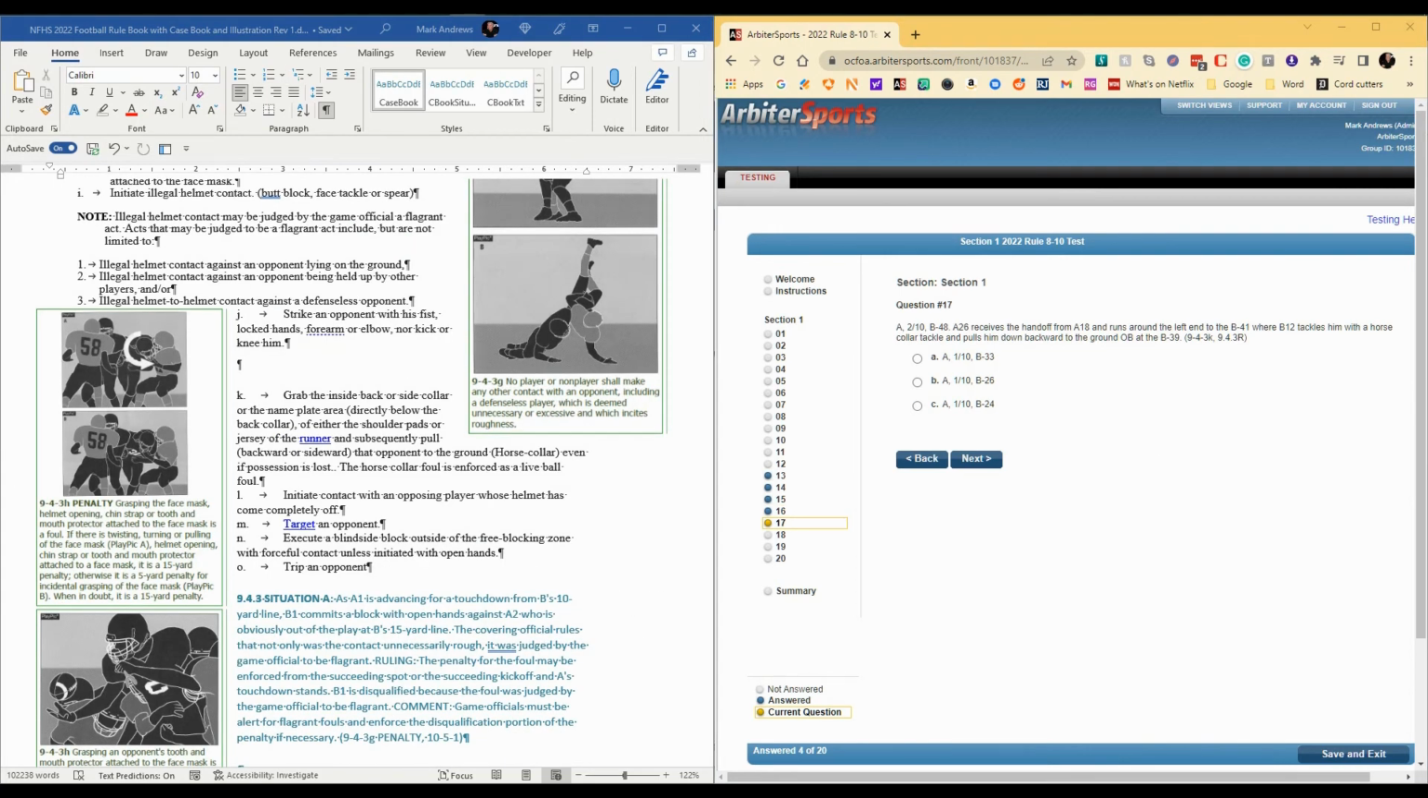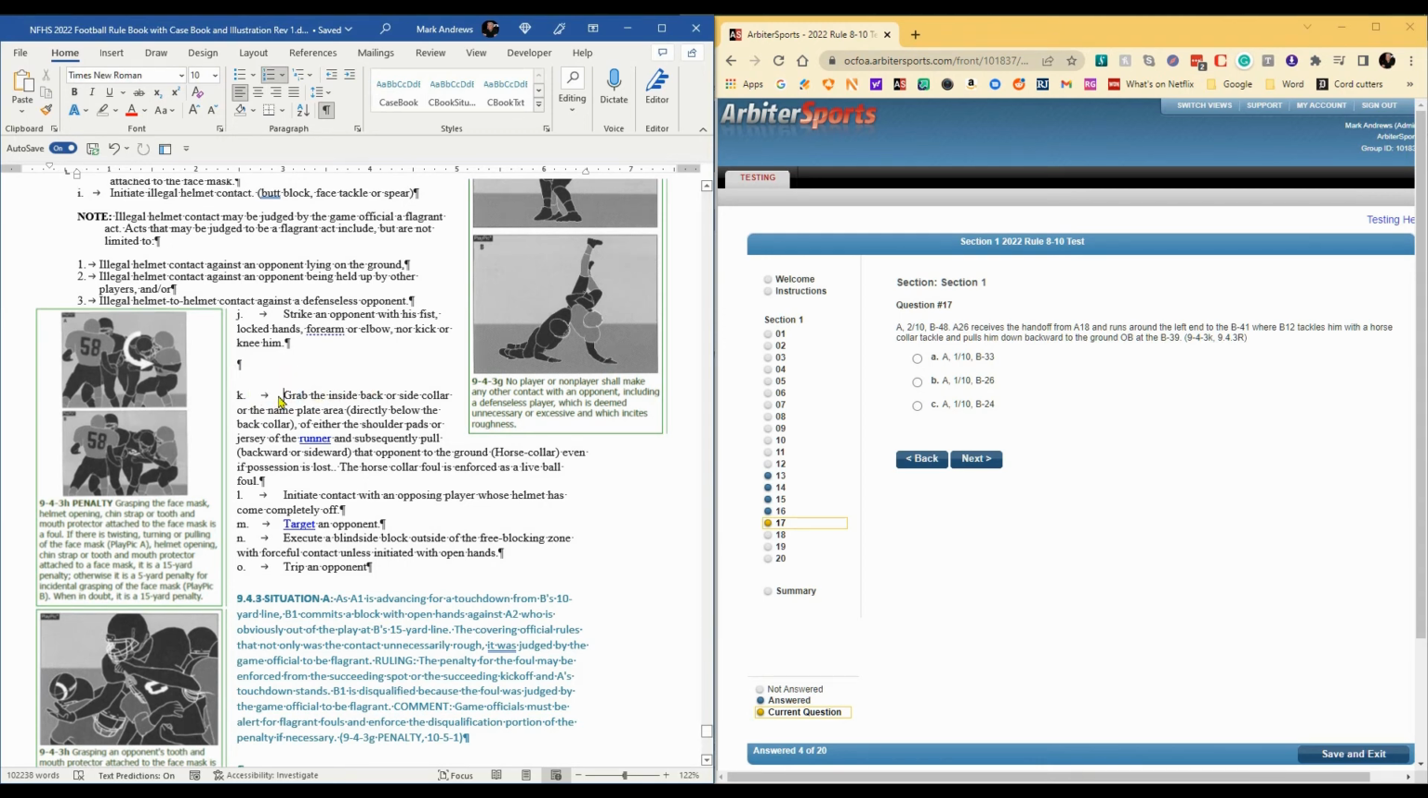Okay, question 17. A, second and 10 at the B48. A26 receives the handoff from A18 and runs around the left end to the B41, where B12 tackles him with a horse collar tackle and pulls him down backward to the ground, out of bounds, at the B39. So the 9-4-3-k reference is just a prohibition against horse collar tackle, but it's worth reading because this is a really misunderstood rule.